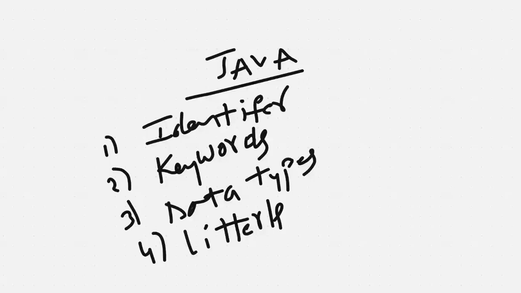Okay, so in every programming language these things are common. Okay, so identifiers, keywords, data types and literals. Okay, right. So is my screen shared? Can you see my presentation? Yeah. Okay.